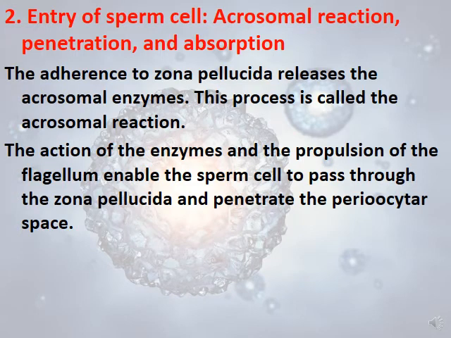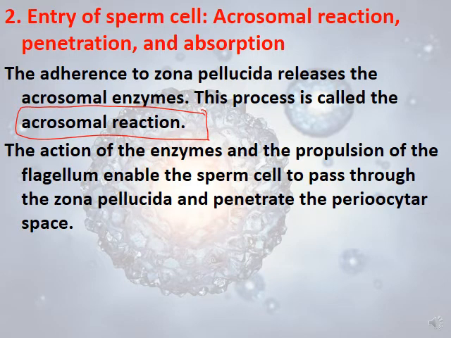Second step is the entry of the sperm cell: acrosomal reaction, penetration, and absorption. So this is the second step of the fertilization process, where the sperm cell will enter through the acrosomal reaction, penetrate, and then the sperm is absorbed. The adherence to the zona pellucida releases the acrosomal enzyme. This process is called the acrosomal reaction. So the release of the acrosomal enzyme is called the acrosomal reaction.